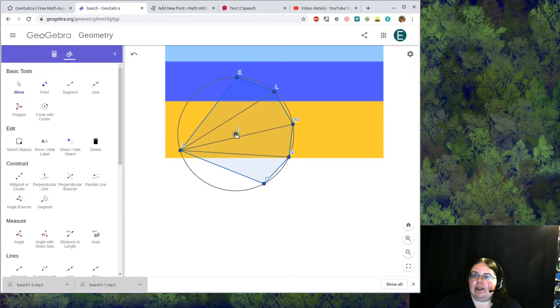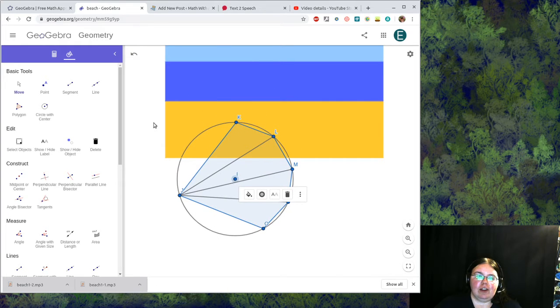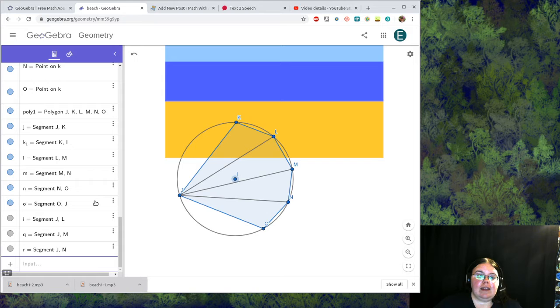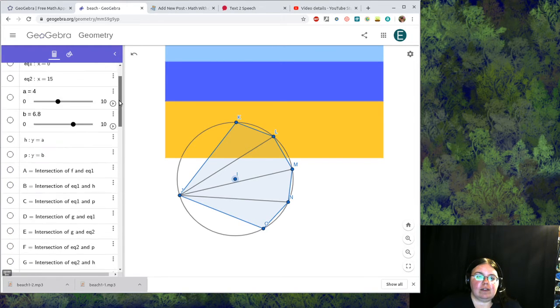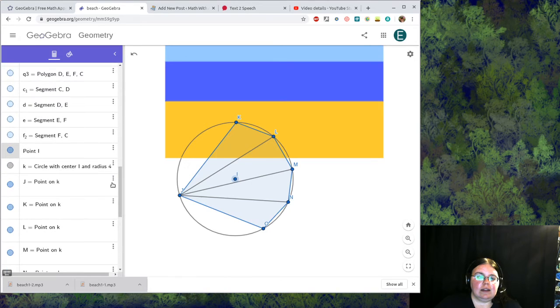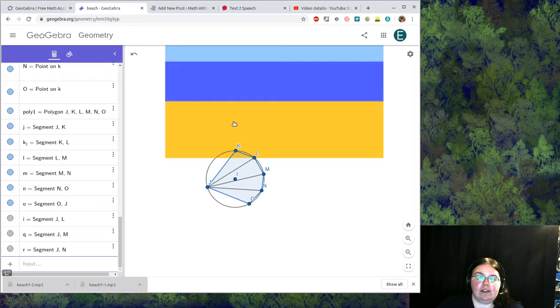Now one thing you might notice is that this seashell looks really big in comparison to that beach. So one thing you might want to do is come into this menu and find that circle. Let's see. There we go. Circle with center I and radius 4. We can change that radius from a 4 to say a 2. And it just scales down nicely, and it keeps those points mapped out to where it seems like they should be. So it sort of shrinks fairly consistently instead of it being just completely wild.